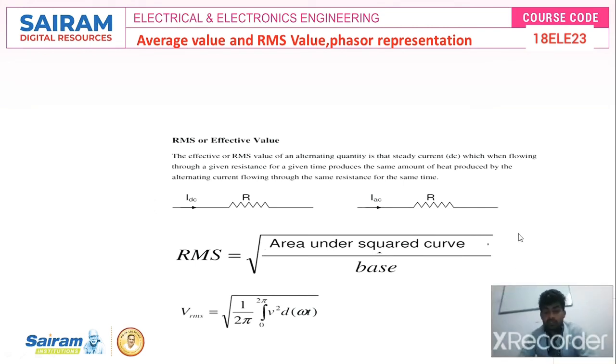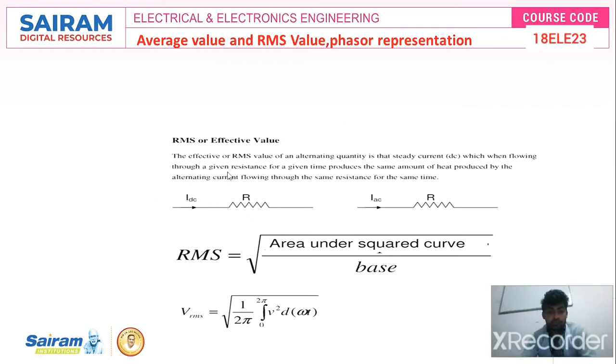So RMS value of alternating quantities. I'll just give you the example. If we take one resistance, or one lamp, or any one heater, you can take. If you pass AC power supply to the resistance, and if you pass DC supply to the resistance, the effect is same. So the output will be same, both AC as well as DC.